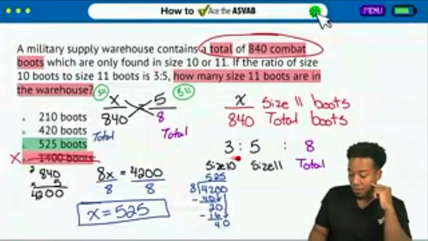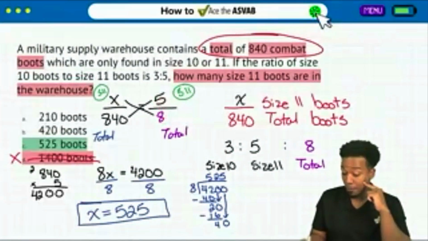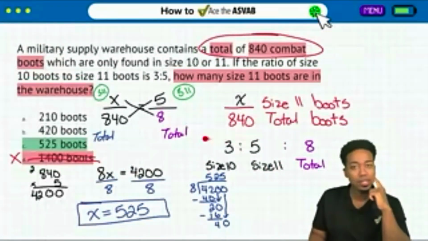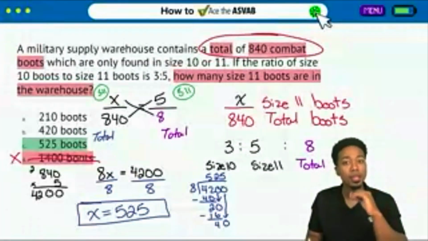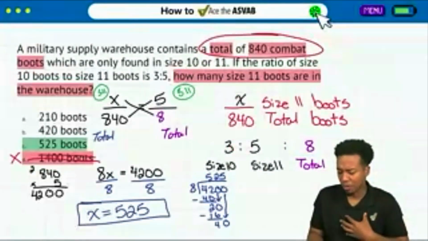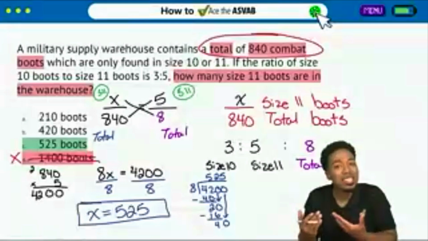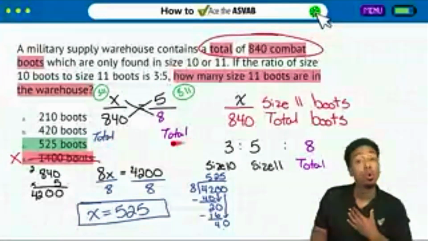So this 3 and 5, we can't just throw in here because we need size 11 and we need total. This is size 11, but the 3 is not the total. We need to compare the same things in the same way. So for those of you who are asking, how did I get the 8? Yeah, it's just 5 plus 3, that's 8. That's the math, but the reason is because we needed to represent total with total.